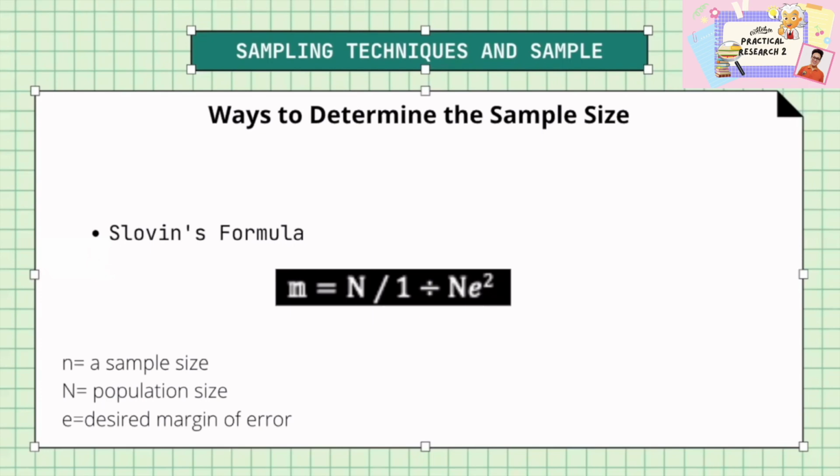So this is the formula: n for sample size equals uppercase N for population size over 1 plus N e squared, where e stands for the desired margin of error. So this is the formula. That's actually very easy to compute.